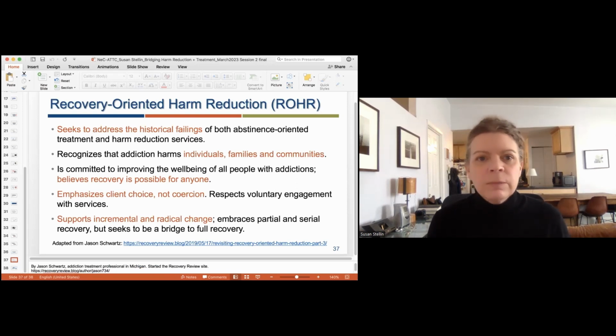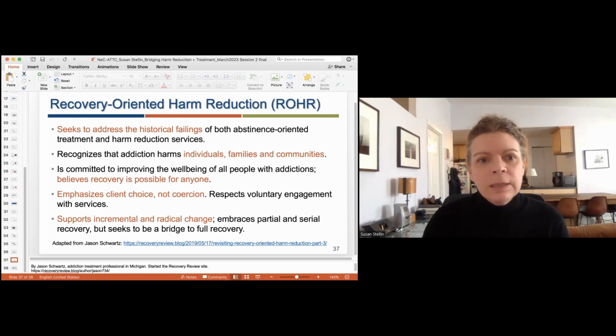He pulled together some different thoughts that have been floating around about this concept of recovery-oriented harm reduction, as a way to address the historical failings of both abstinence-oriented treatment and harm reduction services, recognizing that addiction harms individuals, families, and communities, and is committed to improving the well-being of all people with addictions and believing that recovery is possible for anyone. It emphasizes client choice, not coercion, respects voluntary engagement with services, and supports incremental and radical change. So it embraces partial and serial recovery, but seeks to be a bridge to full recovery. The context of that is offering hope and the belief that anything is possible for anyone, regardless of their circumstances. That's a link to the full essay that you can read, but I just wanted to share that.